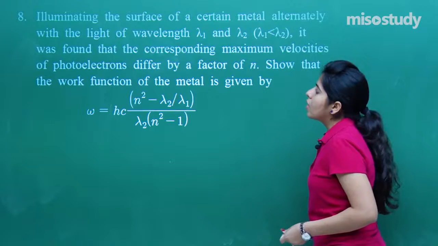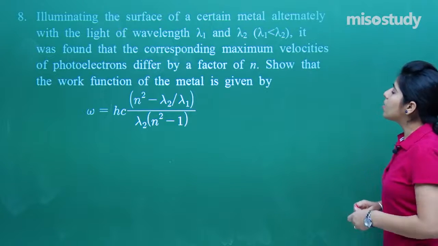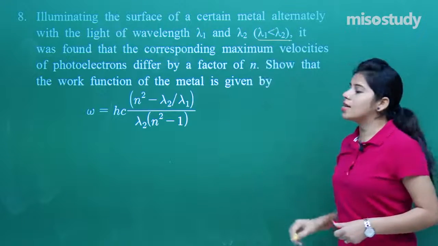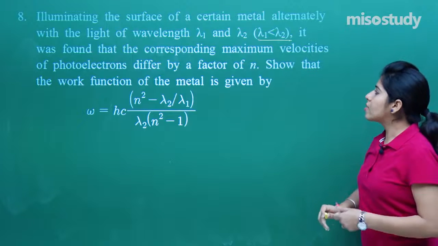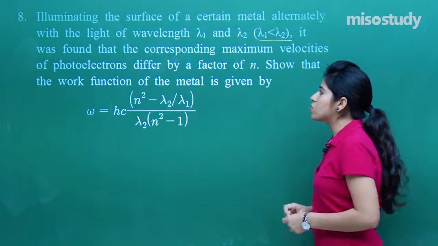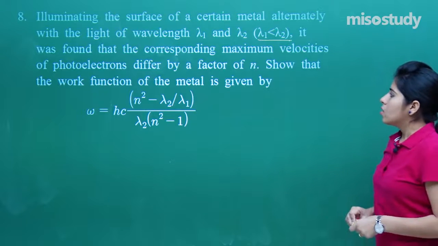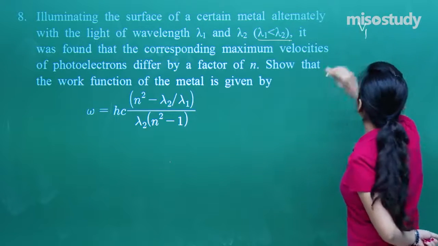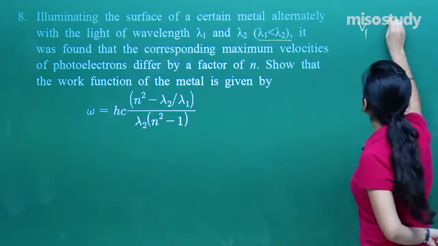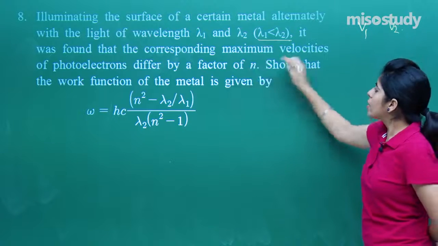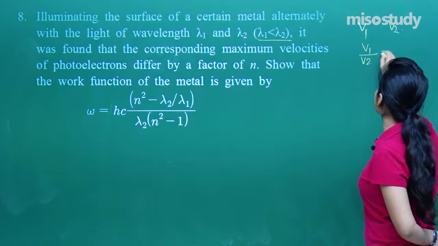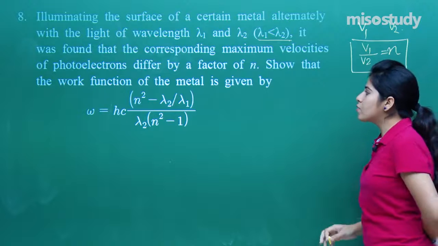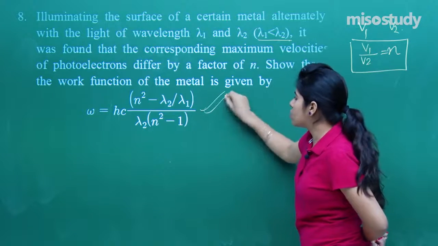Question number 8. Illuminating the surface of a certain metal alternately with light of wavelength lambda 1 and lambda 2, where lambda 1 is less than lambda 2, it was found that the corresponding maximum velocities of photoelectrons differ by a factor of n. If one has the velocity v1 and the other has the velocity v2, then we have been given that v1 upon v2 equals n. Show that the work function of the metal is given by this particular equation.